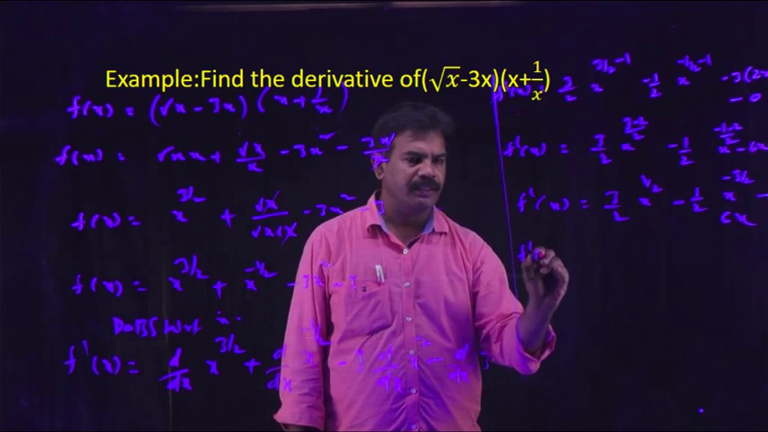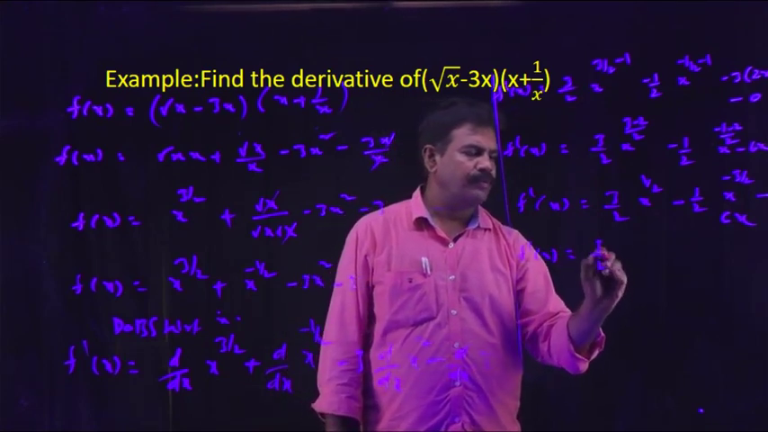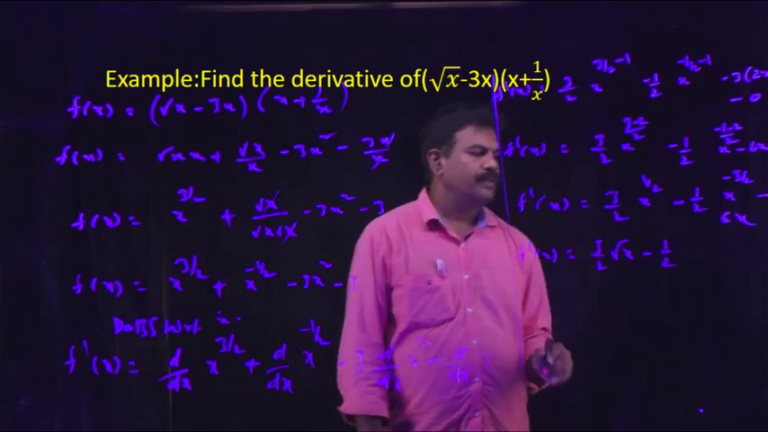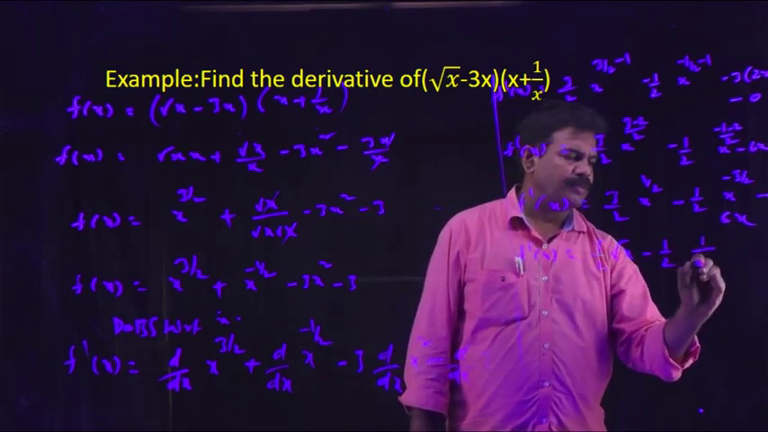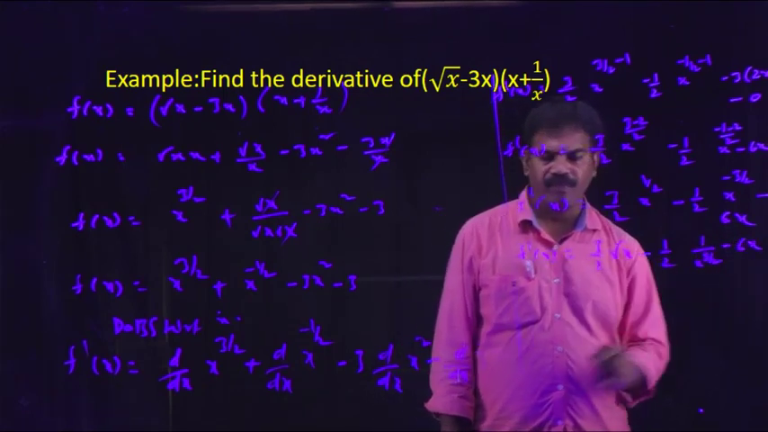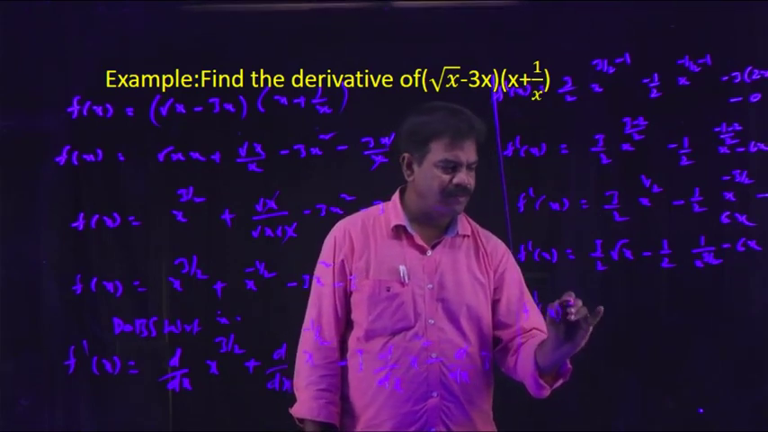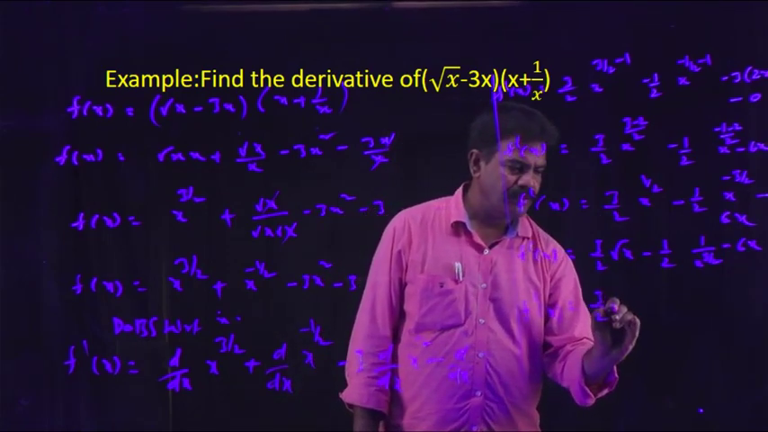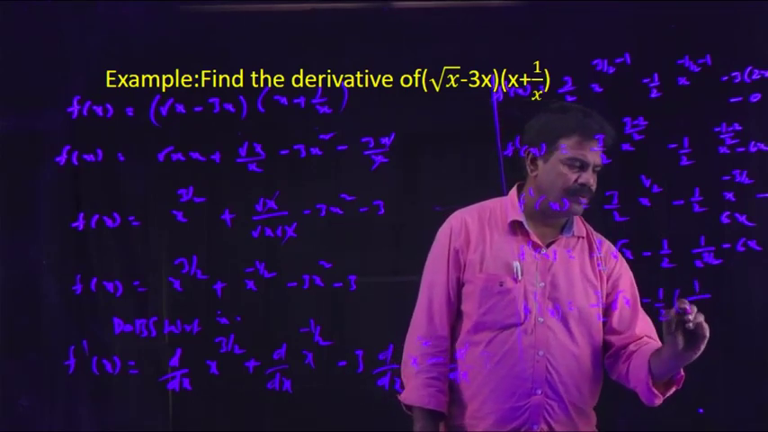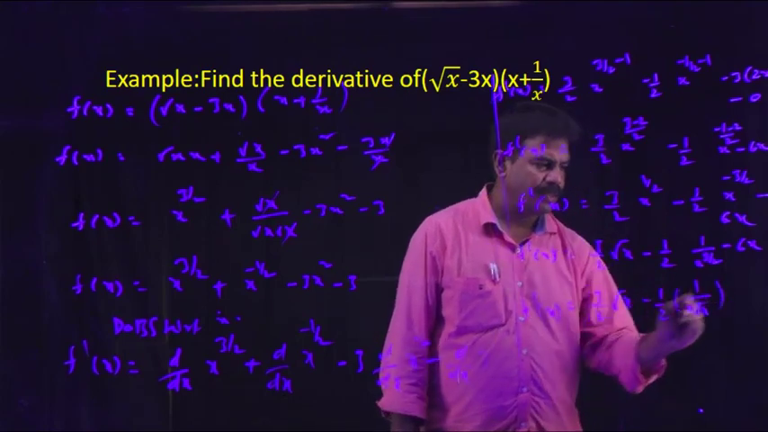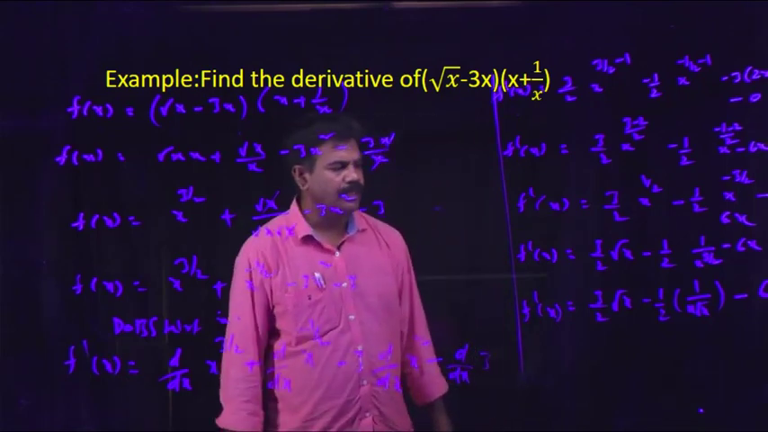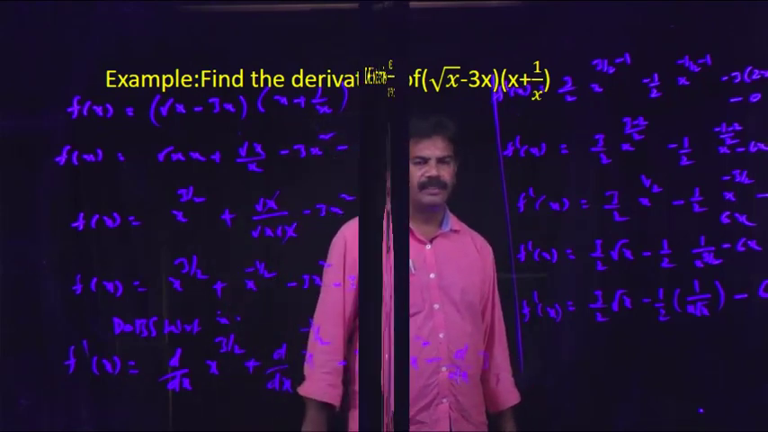It is f'(x) = (3/2)·√x − (1/2)·(1/x^(3/2)) − 6x. That is f'(x) = (3/2)·√x − (1/2)·(1/(x√x)) − 6x. So this is the derivative of the given function.